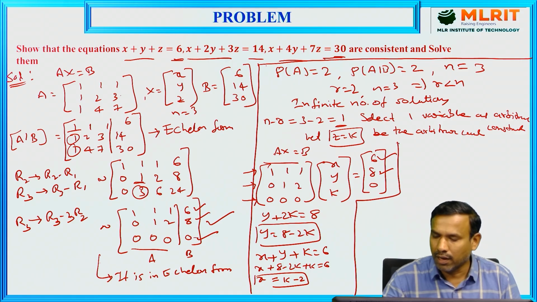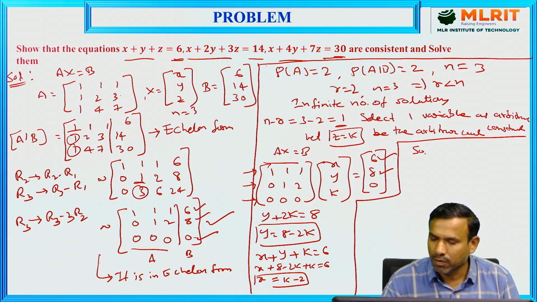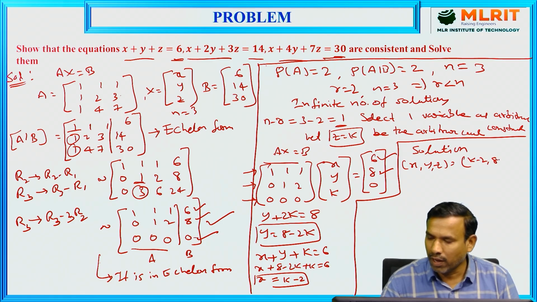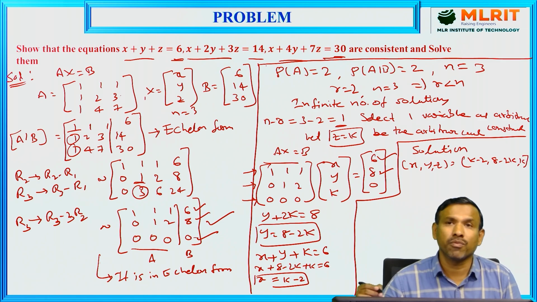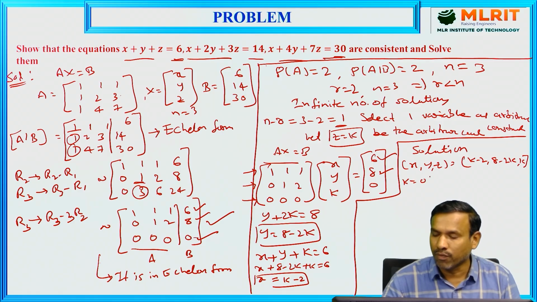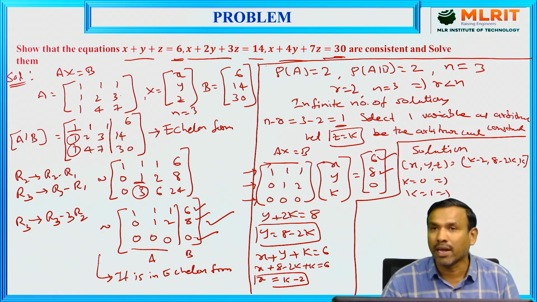So what is the solution here? The solution is X, Y, Z: X is K minus 2, Y is 8 minus 2K, Z is K. This is the solution. How do we get infinite number of solutions? K is an arbitrary constant. You can take K is equal to 0 and you get one solution. If K is equal to 1, another solution. However many values you give for K, you will get that many solutions. Suppose X is equal to 0, what are you getting?